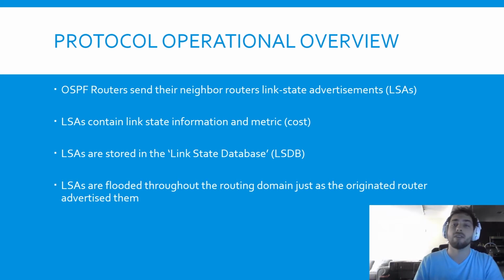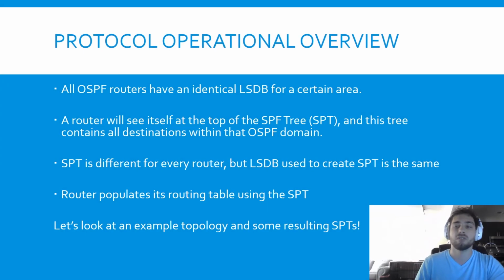Note that an OSPF neighbor is just a router that shares a common OSPF-enabled network segment. OSPF neighborship is explained in full detail later. All OSPF routers have an identical link state database for a certain area. Single and multiple area OSPF will be explained later, but for now, just know that all routers in Area 0 will share an identical link state database for Area 0. All routers in Area 1 will share the same database, Area 2, and so on and so forth.